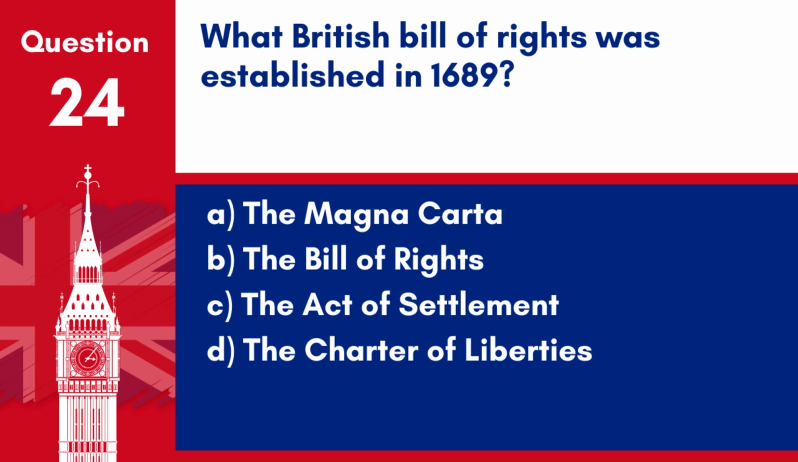Question 24. What British Bill of Rights was established in 1689? A. The Magna Carta. B. The Bill of Rights. C. The Act of Settlement. D. The Charter of Liberties. Answer: B. The Bill of Rights. The Bill of Rights in 1689 is a landmark British document that laid down limits on the powers of the Crown and set out the rights of Parliament.